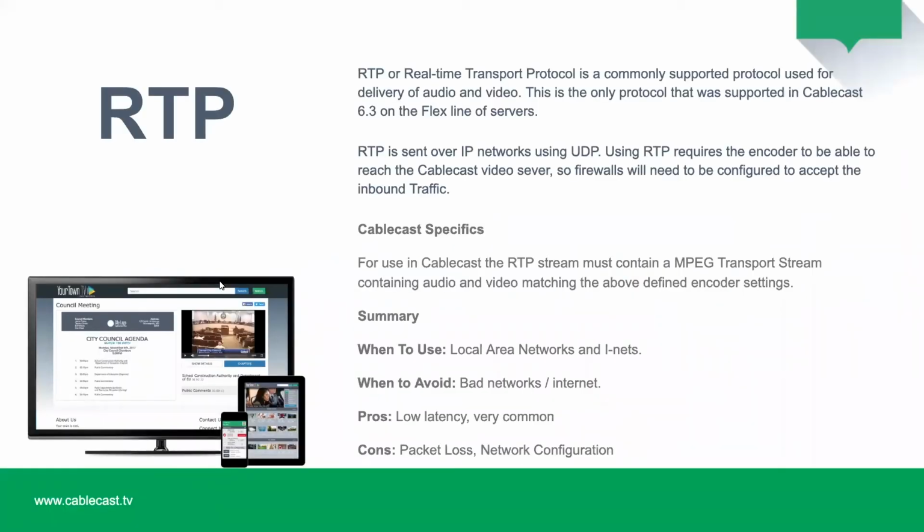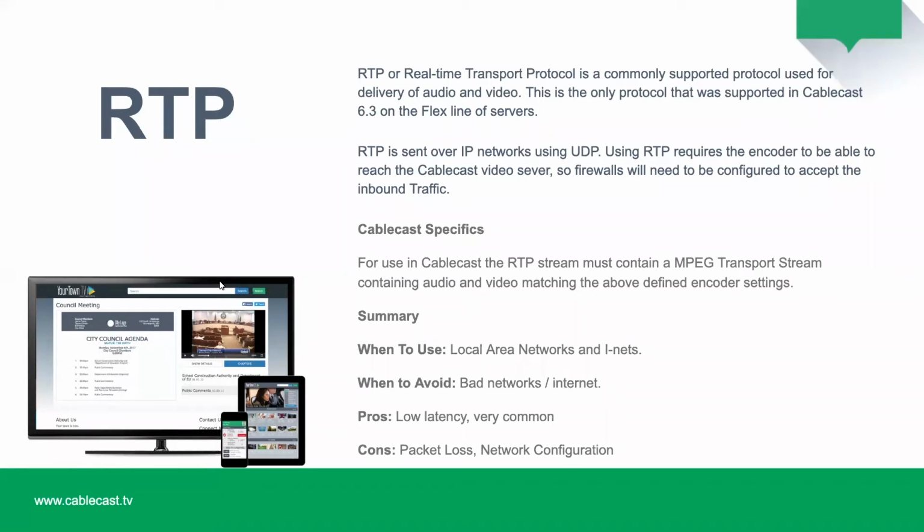So RTP stands for Real-Time Transport Protocol and is a commonly supported protocol used to deliver audio and video. This was the protocol that we supported in Cablecast 6.3 on the Flex line of servers. So if some of you have already been using that and purchased that license with your Flex server, you're very familiar with RTP. This is sent over networks using UDP.